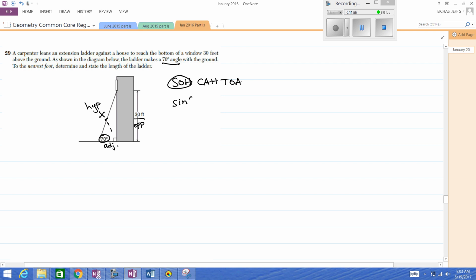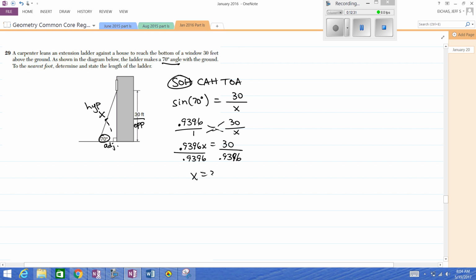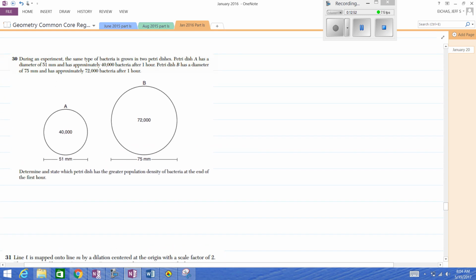All right, so sine of 70 degrees equals opposite over hypotenuse. What is sine of 70? So hit that in your calculator, make sure it's in degree mode. That's going to give us 0.9396. And cross multiply. Divide, so we're solving now. And we get 31.925. Okay. Now they want the nearest foot. All right. Looks like the ladder is about 32 feet tall.